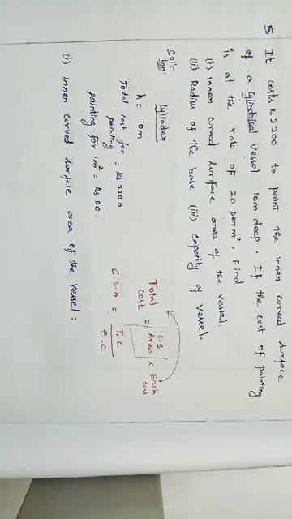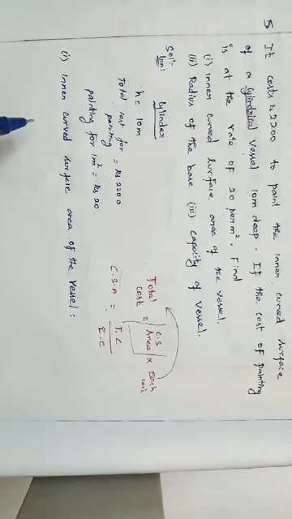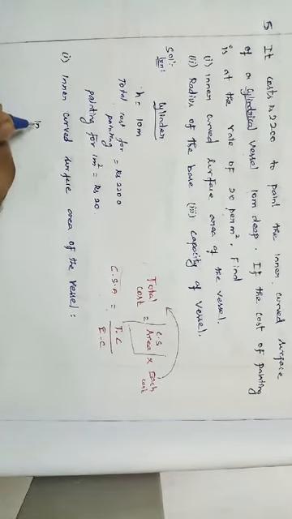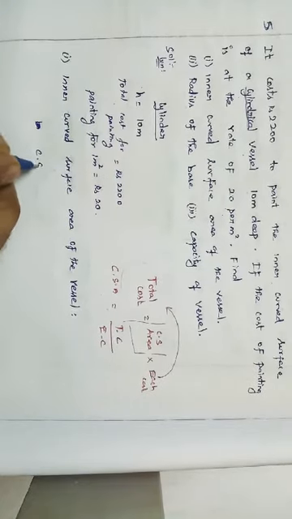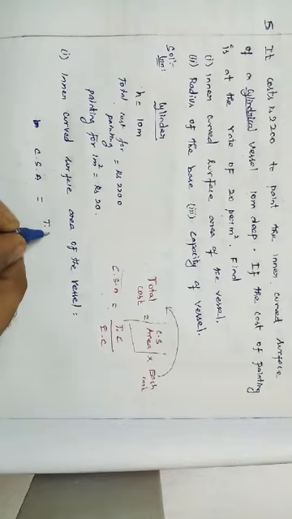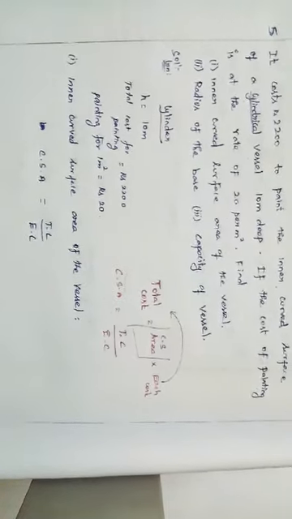We want to find the volume of the vessel, so we can find it one by one. Now what am I going to find? The inner curved surface area. CSA is equal to total cost divided by each cost, TC divided by EC.